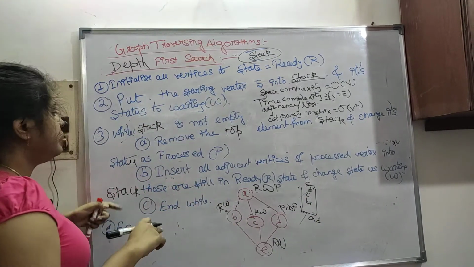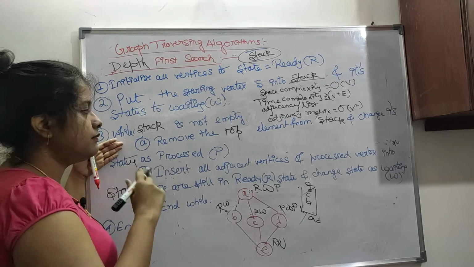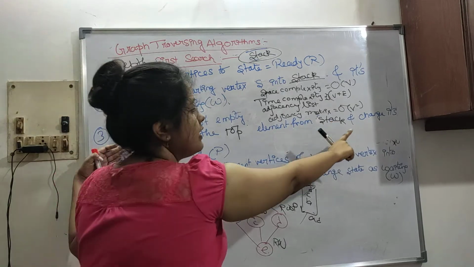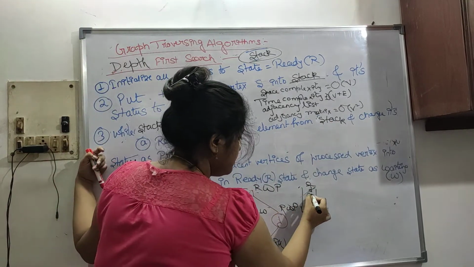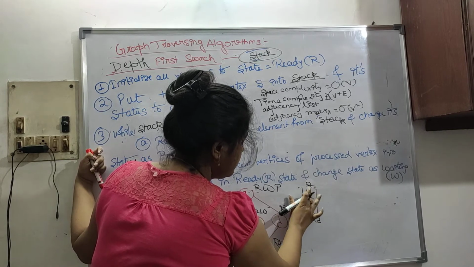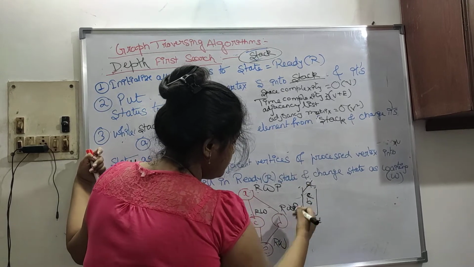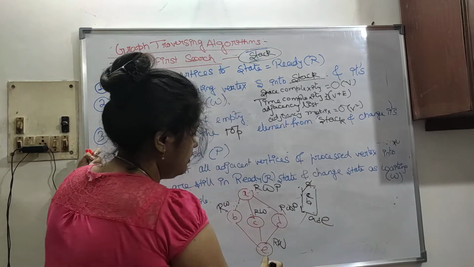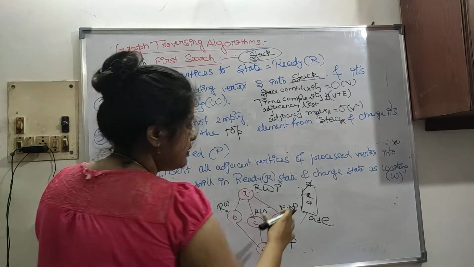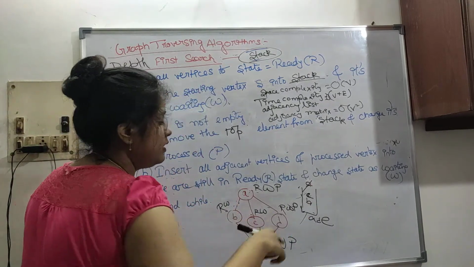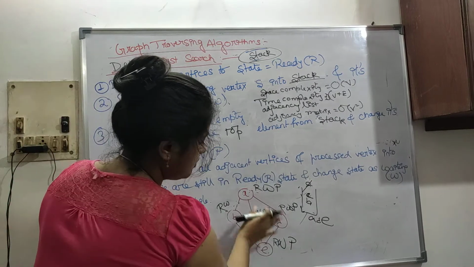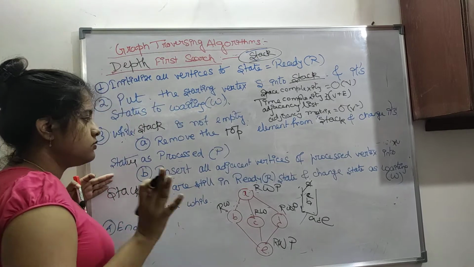Now again the loop is executed because the stack is not empty. Remove the top element from the stack and change its status to processed. Sorry, this is not our top element. E is our top element, so E is done, processed. I am also making a mistake here, so be careful. The top element is different here. Now insert all the adjacent vertices. Anything adjacent to it is already inserted, so just leave it.